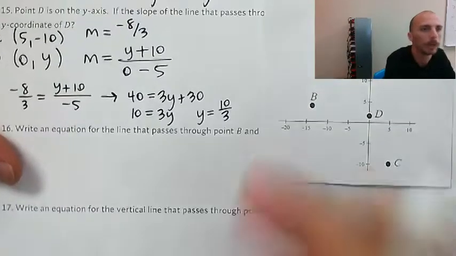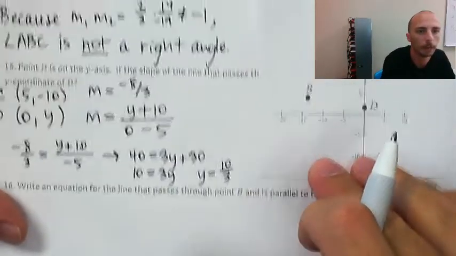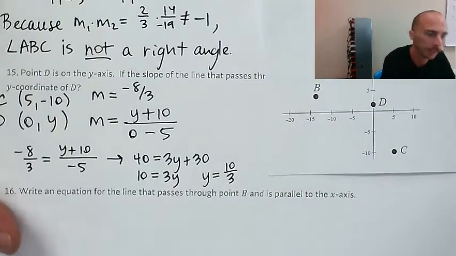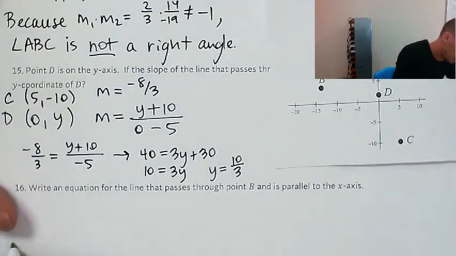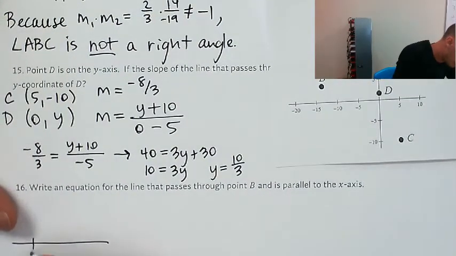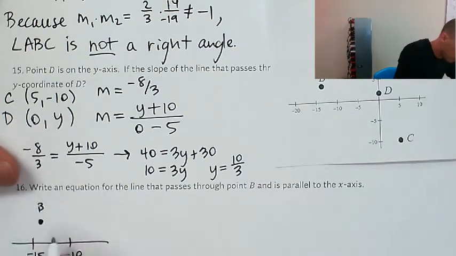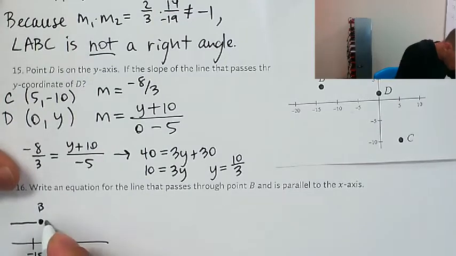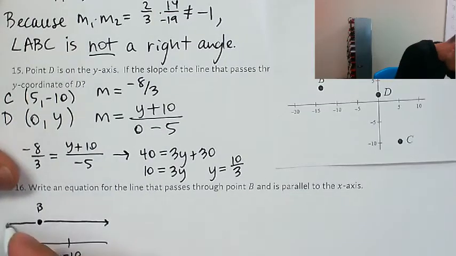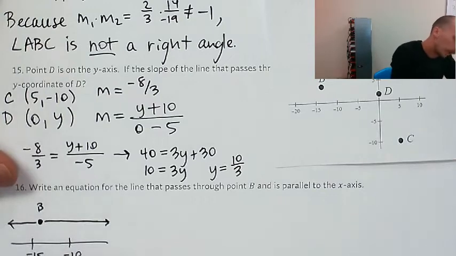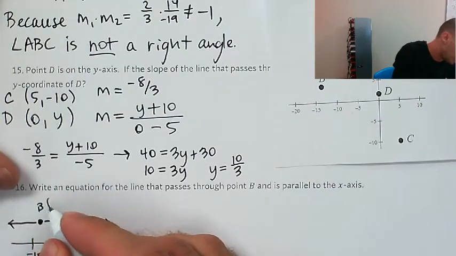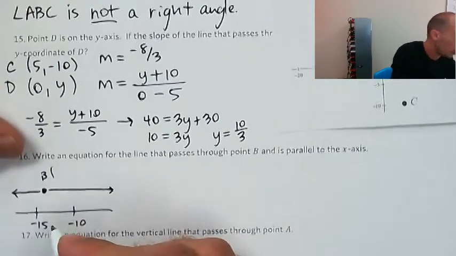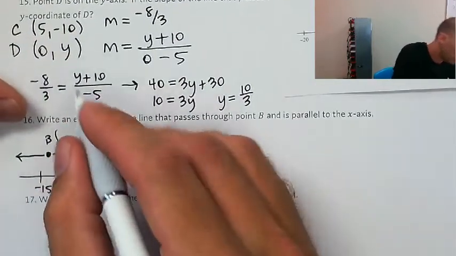Okay. Now we'll write an equation for the line that passes through point B and is parallel to the x-axis. Okay, I can even draw you a picture of that. You know, there's negative 15, here's negative 10. B is looking like it's somewhere there. Parallel to the x-axis would be like that, so it's going to be horizontal. And the coordinates of B, I'll just copy them down for you, are negative 14 and positive 4.